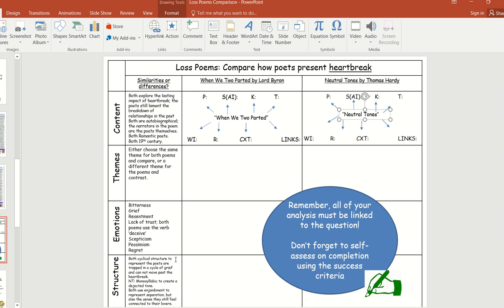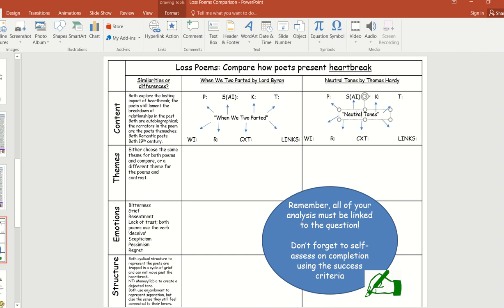So the cyclical structure represents that they are trapped in that cycle of grief, okay? And then one slight difference in terms of structure is that Neutral Tones is very monosyllabic, and that is to create a dejected tone. And Miss Burry says this all the time, so she really hates reading Neutral Tones. She thinks it's so boring because of the way that it's structured, and it's very flat and very monotone and very monosyllabic. But Hardy does that on purpose.